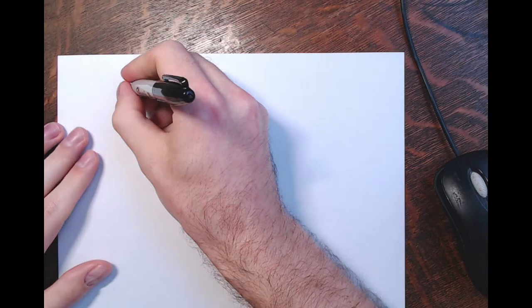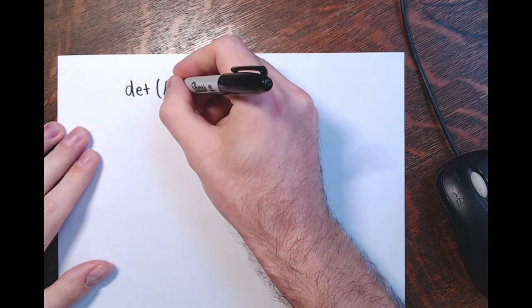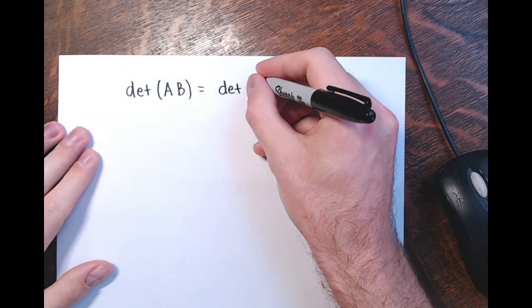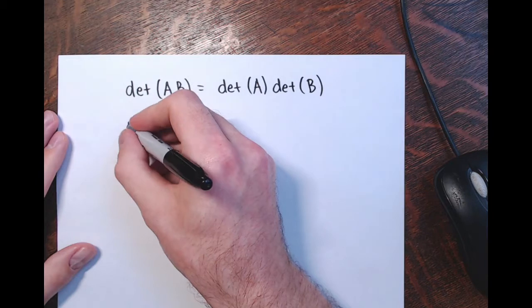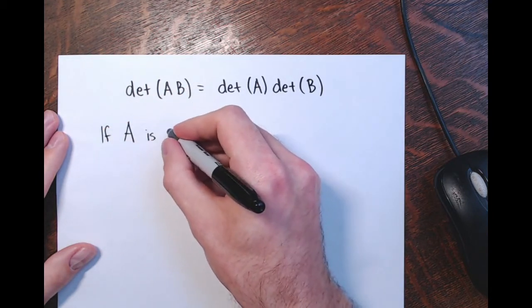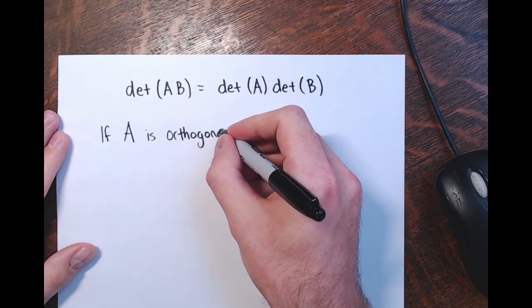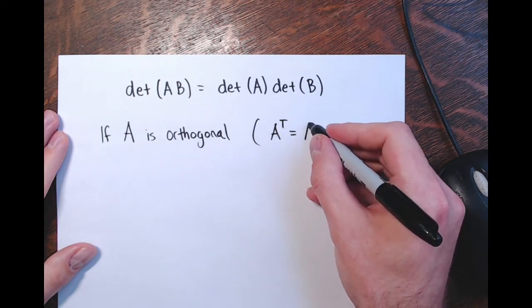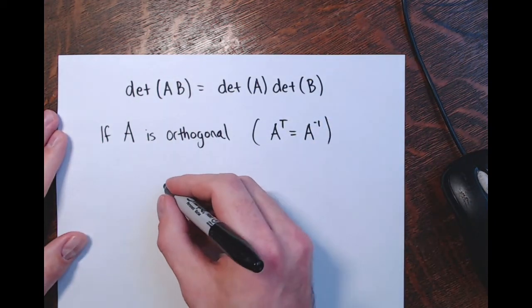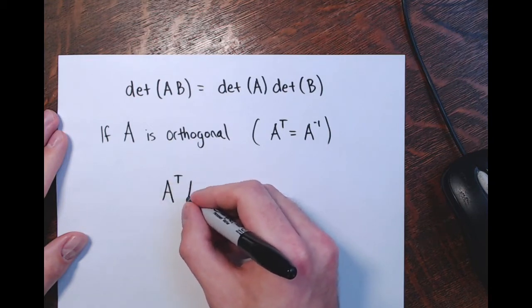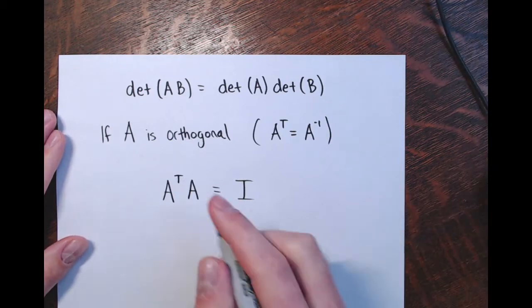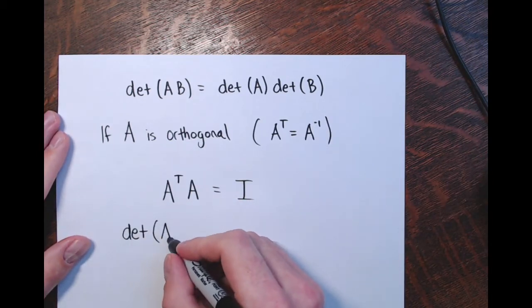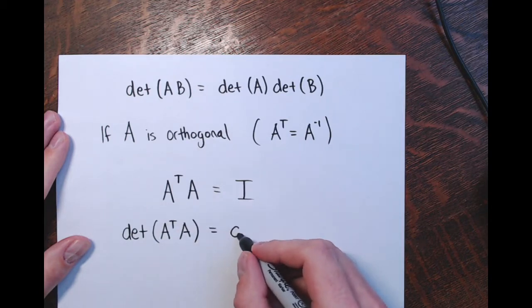We don't need the calculator up. So hopefully you recall that the determinant of a product of two matrices is equal to the product of the determinants, and these are all square matrices that I'm talking about. So suppose A is orthogonal. If A is one of these orthogonal matrices, that just means that A transpose is the same as A inverse. Well, let's start with this. That means A transpose times A should be the identity matrix. Now, if I take the determinant of both sides, the determinant of A transpose times A should be equal to the determinant of the identity matrix.